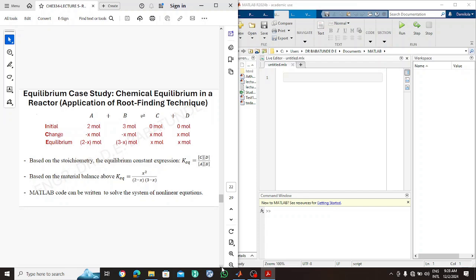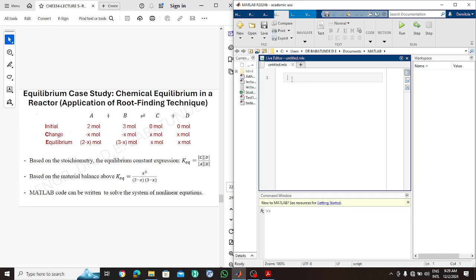So how do we solve this? I propose that we should first of all list what we are given. So what are the things we are given? We are given the initial concentration of A, so let's call that A0. A0 is 2. What else are we given? We are given B0. What's the value?